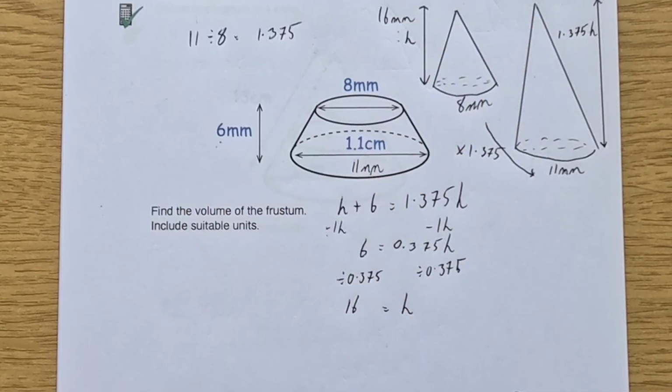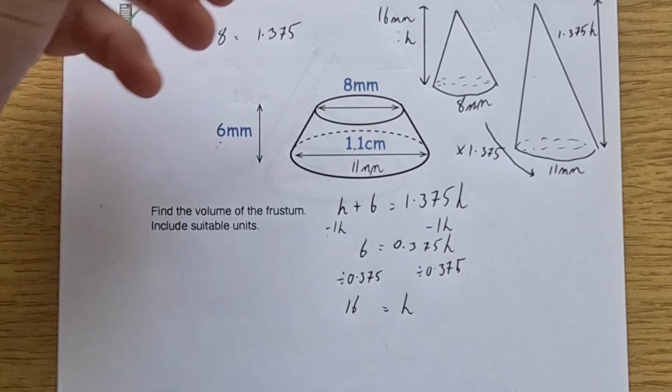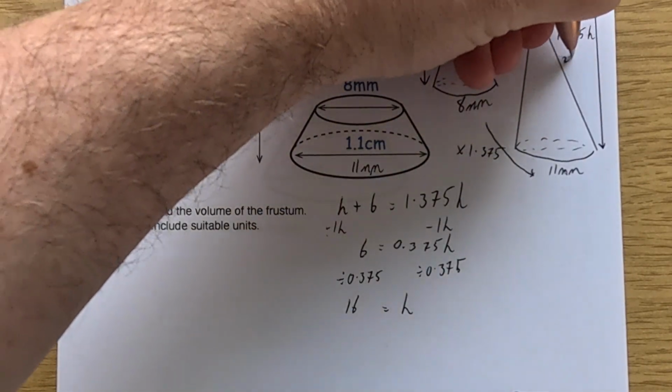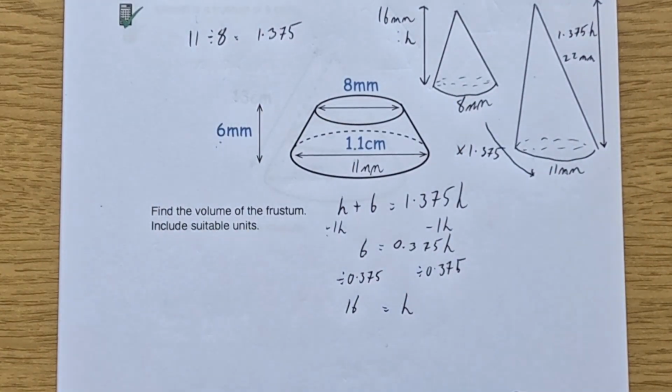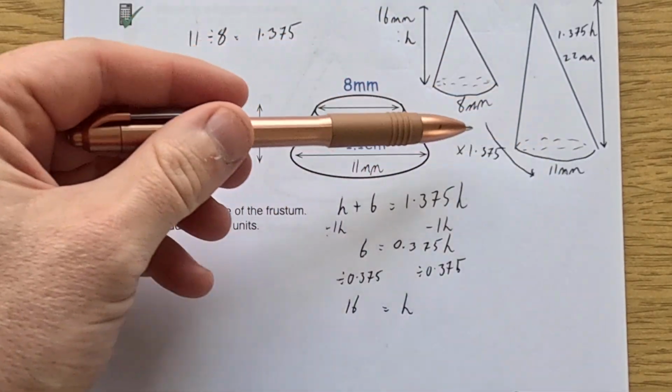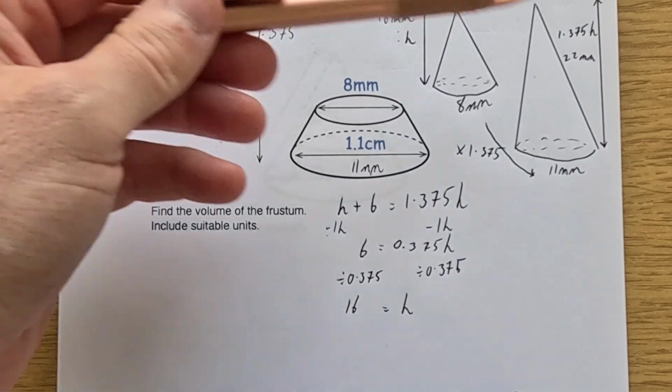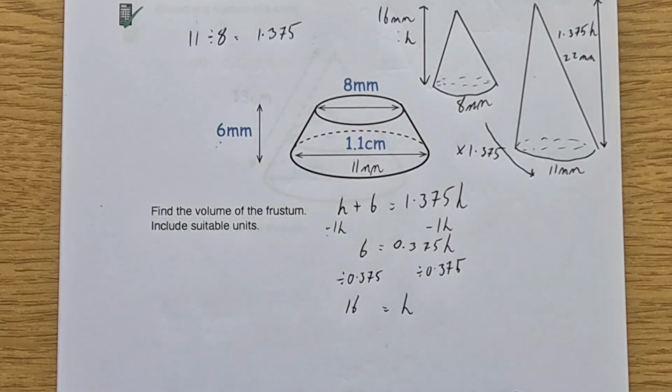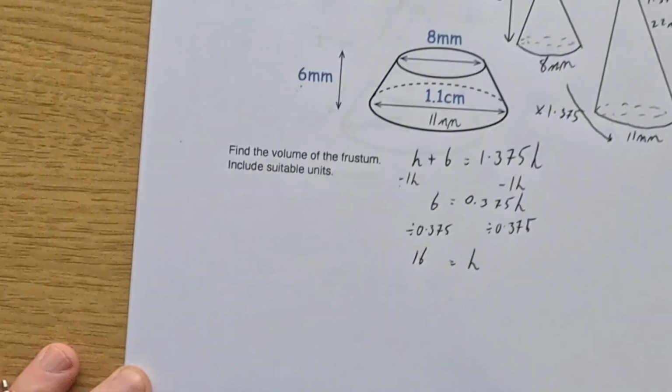And in terms of the larger cone, well, we could do 16 plus 6 is equal to 22 millimeters, or we could do 1.375 times 16, and that's equal to 22 millimeters as well. So this is fantastic. We've now got two cones. We know the diameters of the bases of both of those cones. We've got the height of both of those cones, so we can find the volume of those cones. So let's work that out.